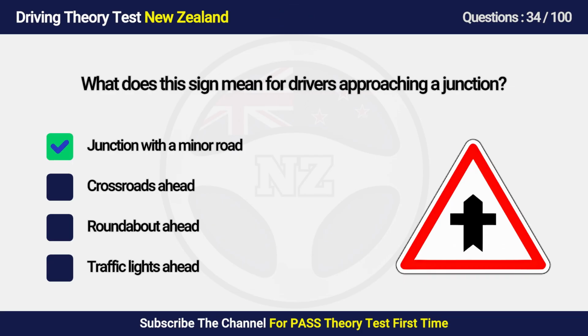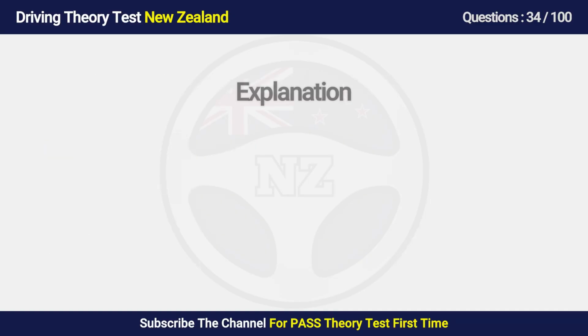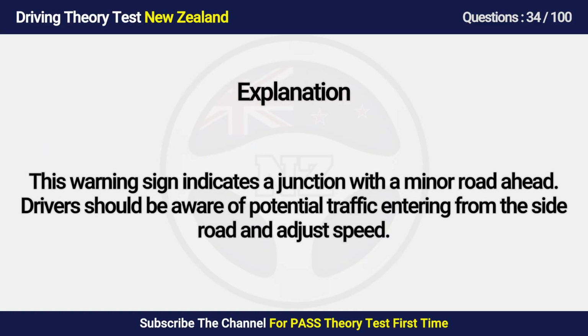Answer is A. Junction with a minor road. This warning sign indicates a junction with a minor road ahead. Drivers should be aware of potential traffic entering from the side road and adjust speed.